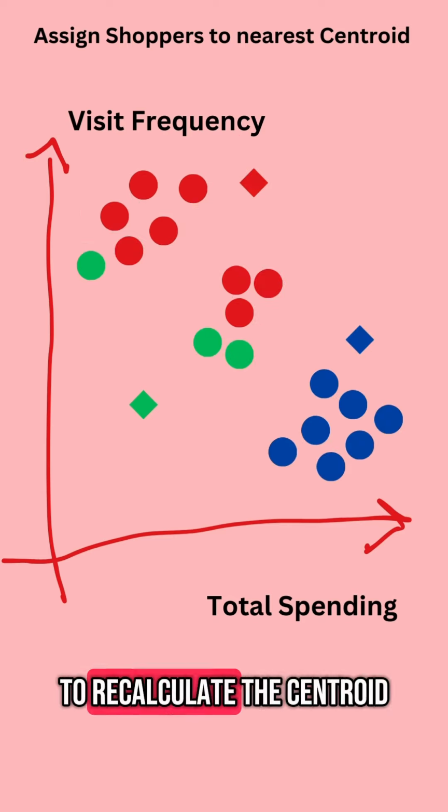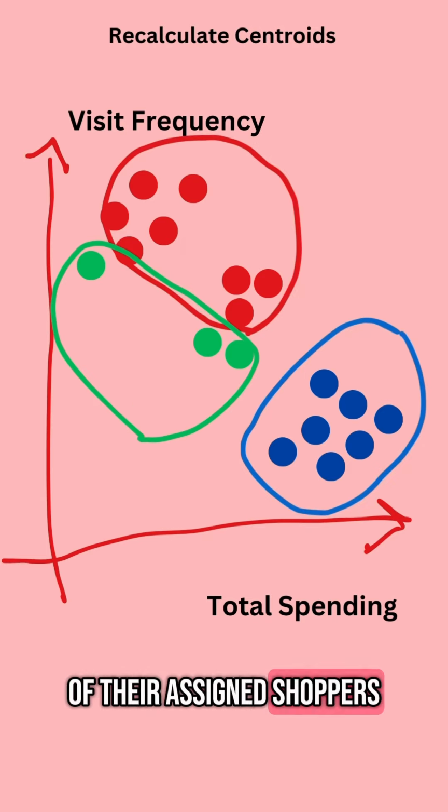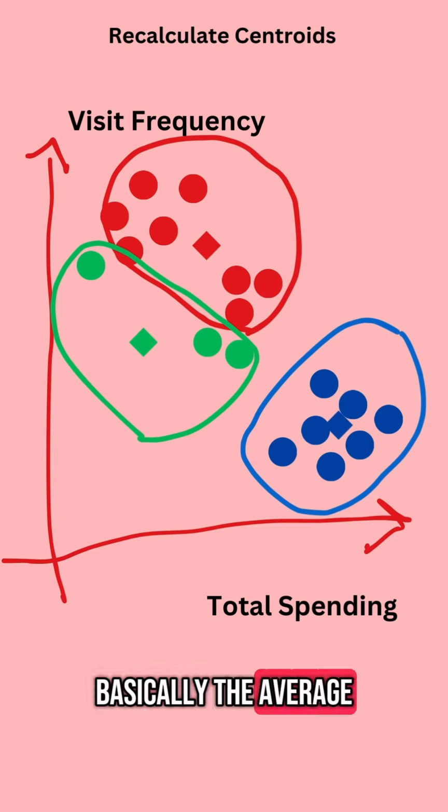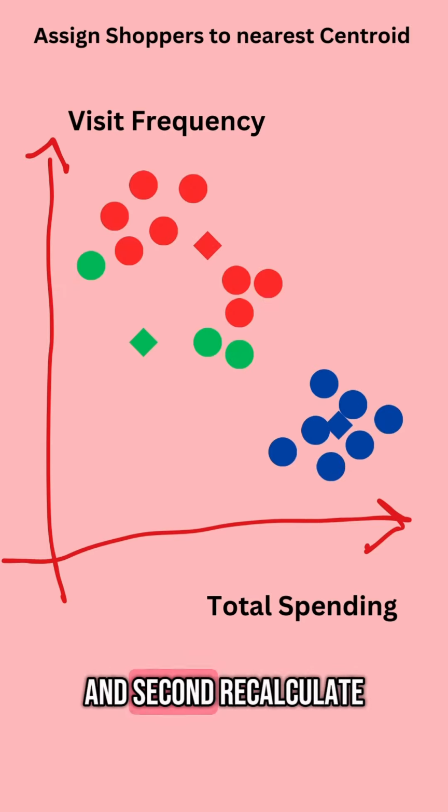Now it's time to recalculate the centroids. These centroids move to the center of their assigned shoppers. The centroid is basically the average of all the points in the cluster. Now we repeat the whole process. First, assign shoppers to the nearest centroid, and second, recalculate centroids.